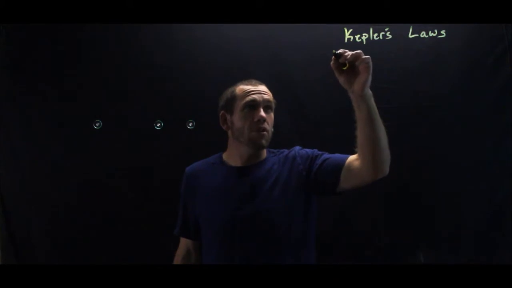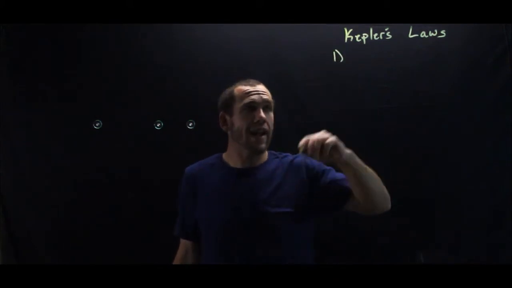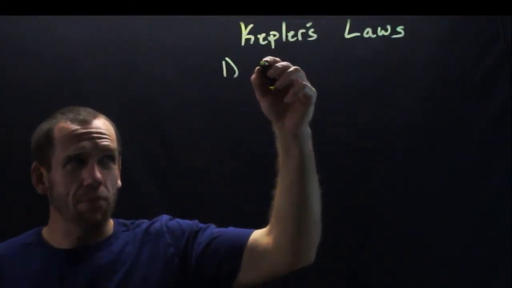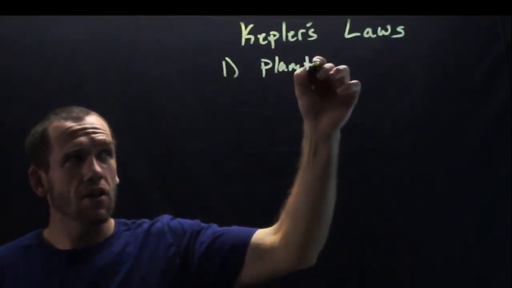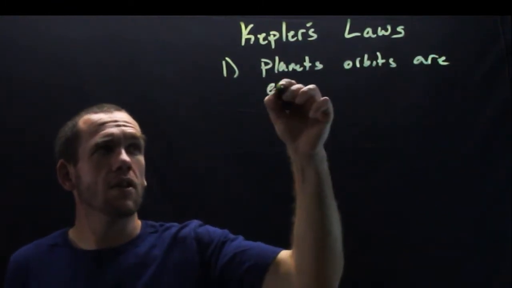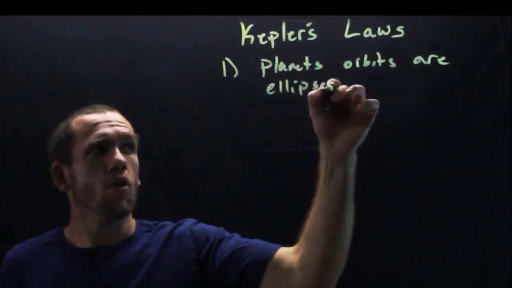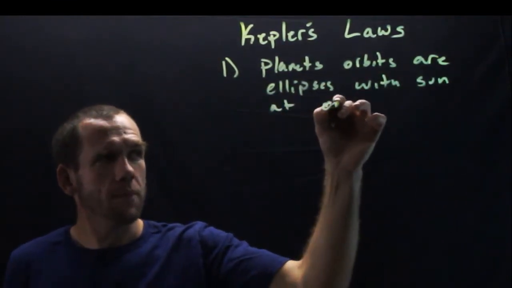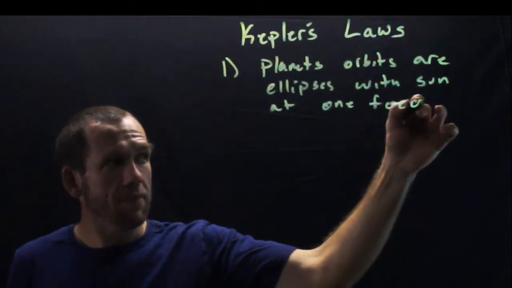But Kepler's first law of planetary motion actually describes the shape. It says orbits are elliptical in shape. So planets' orbits are ellipses with the sun at one focus. Now, what do I mean by focus?